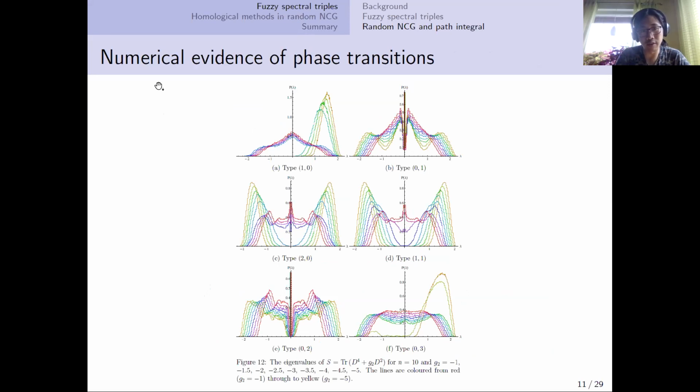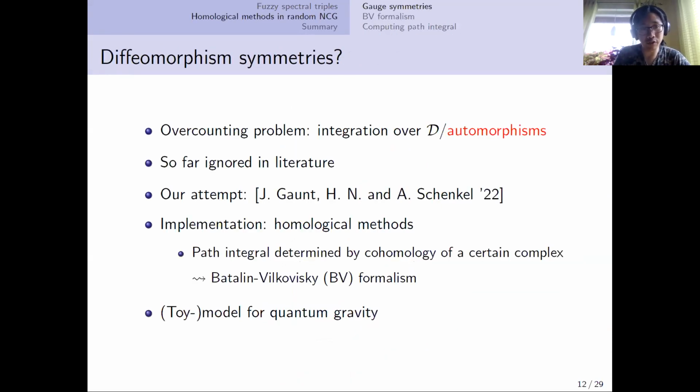So there is some numerical evidence, as can be seen in this one, in particular the type 10, the type 20, type 11, and the type 03. It's clear that something like that happens. Right. So this is just some background, I would say, on random NCG. So this brings us to what we have done.